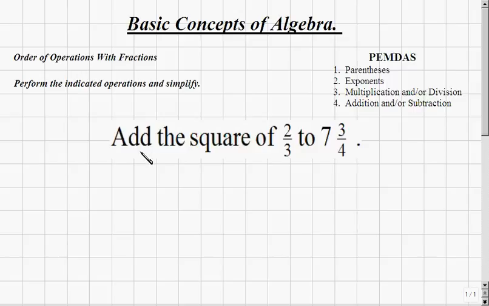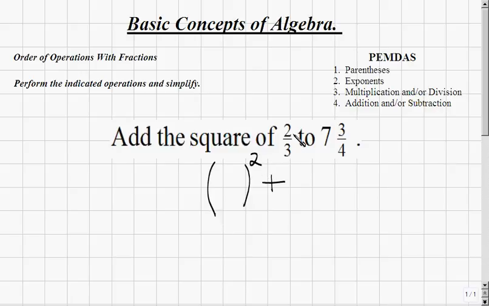Let's interpret the phrase, add the square of 2/3 to 7 3/4, and then use order of operations to simplify our result. So interpreting the phrase, add the square of, the word add means that we're sooner or later going to be adding. So we have two items that we're going to be adding. Next we have the square of.